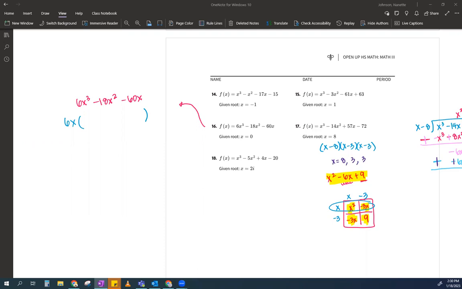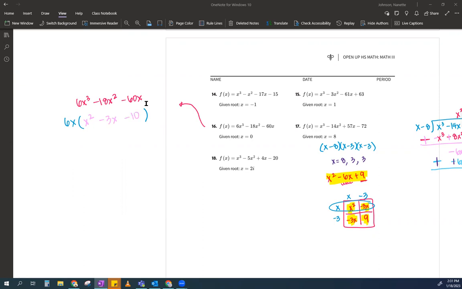I'll give you a couple seconds to do that. Then, 6x times what gives me negative 18x squared? And then 6x times what gives me negative 60x? You guys are giving me some pretty good answers in the chat there. So I'll just fill this in. 6x times x squared gives me 6x cubed, right? 6x times negative 3x gives me negative 18x squared. And 6x times what gives me negative 60x? Well, that's just minus 10.